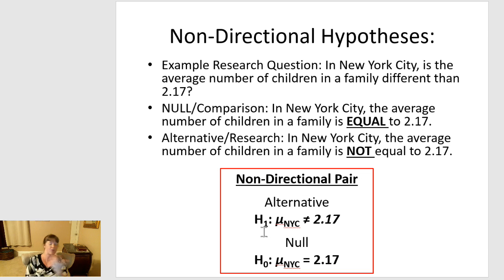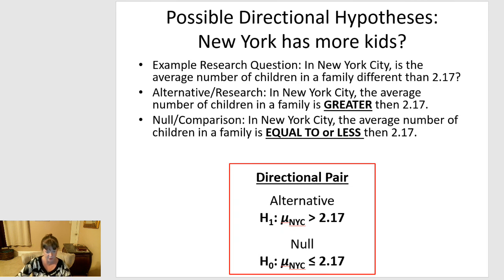talking about the weird folks in New York City who are having different numbers of children than average, right? Either they're having more kids than average or they're having less kids than average. Your research will discover that, but you would be fascinated to discover either of those things. But let's then explore directional hypotheses.